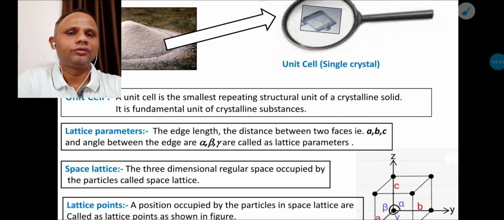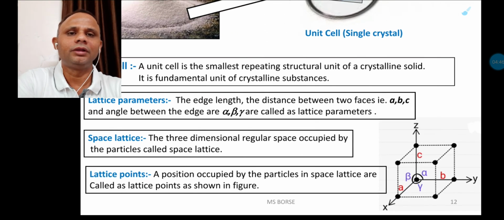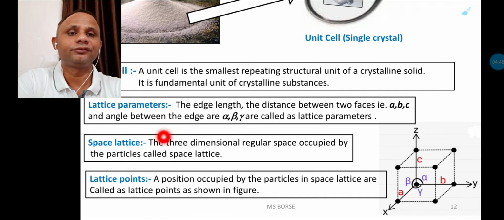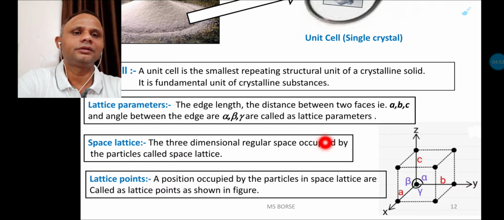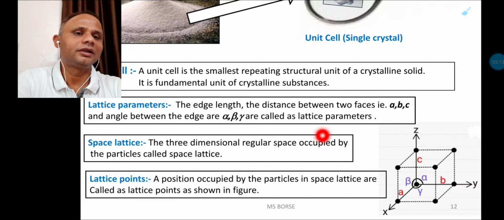Before going to the actual analysis, we have to learn some terminologies, that is, space lattice. Lattice means simple crystal: the three-dimensional regular space occupied by the particles, that means atoms, ions and molecules, in a lattice or in a crystal is called space lattice. That means the space occupied by the atoms or particles in the unit cell is called lattice space.